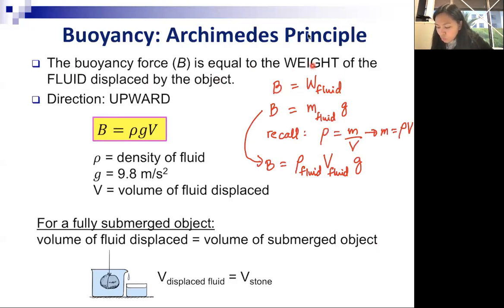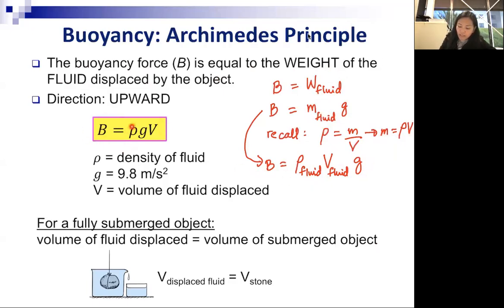So we started from Archimedes' principle, which says the buoyancy force is equal to the weight of the fluid that's displaced. Weight is equal to mass times gravitational acceleration, so that will be the mass of the fluid that's displaced. And then we use the definition for mass and density. The mass of the fluid displaced is equal to the density of the fluid times the volume of the fluid displaced. And so therefore the buoyancy force is equal to the density of the fluid where the object is immersed times the volume of the fluid that's displaced times the gravitational acceleration. And that's what this equation is all about.